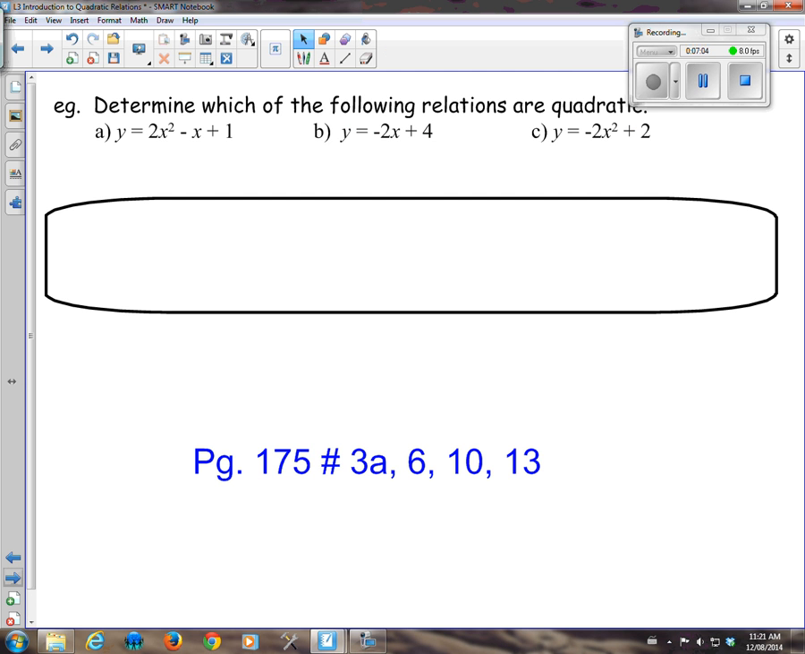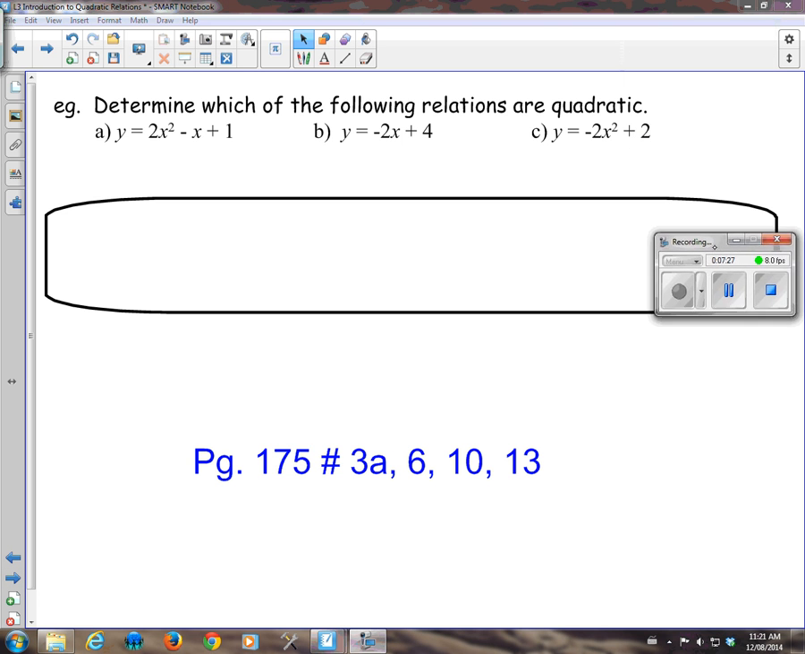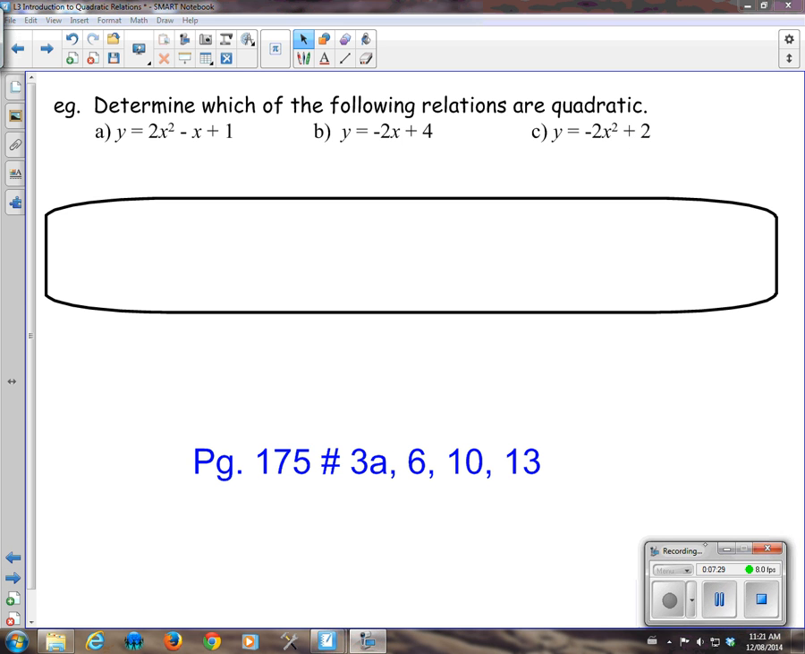Last thing, equations. So we can tell by a graph, a quadratic is a parabola shape, a linear relation is a straight line. We can tell by differences. Linear relation has the same first differences. A quadratic relation has the same second differences. We can also tell by the equation. Let me get this little recording out of your way. All right, which are quadratic.